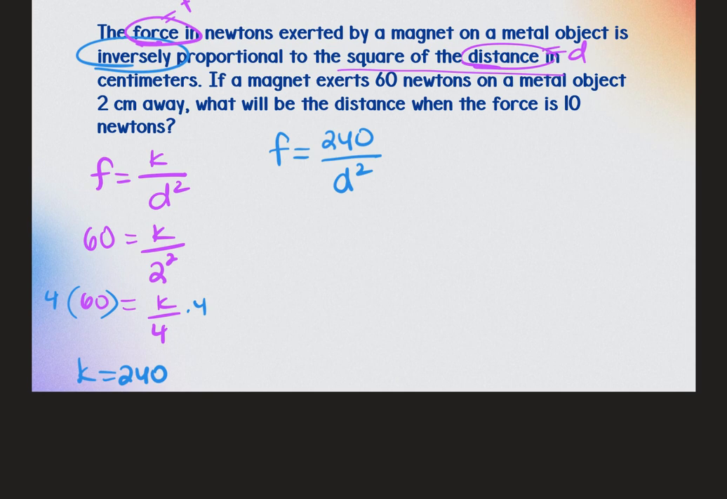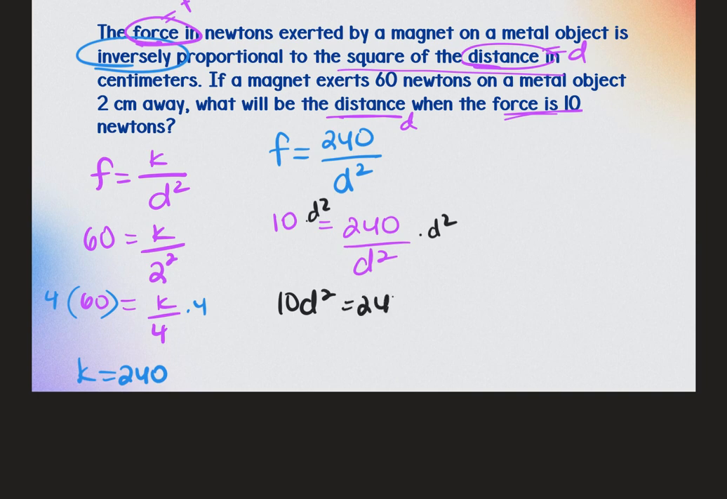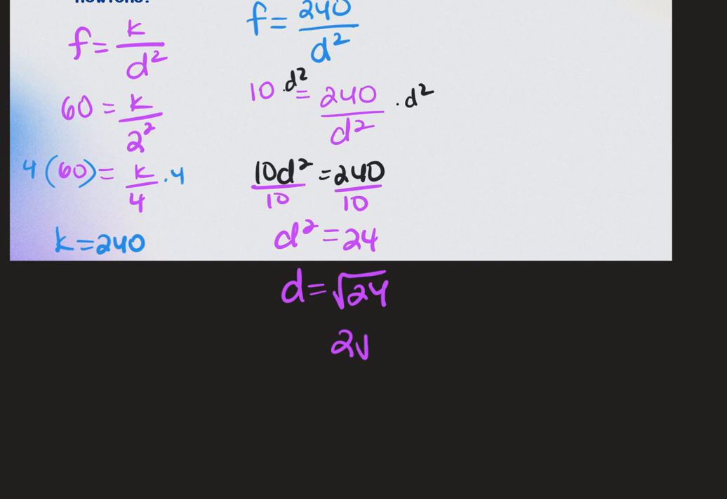So this says, what will the distance be? I'm looking for D when the force is 10. So if 10 equals 240 over D squared, I can put 10 over 1. I can cross multiply these, or I can multiply by D squared. I get 10D squared equals 240. So D squared is 24. And the distance is the square root of 24. If kept exact, I would rewrite that as 2 root 6.